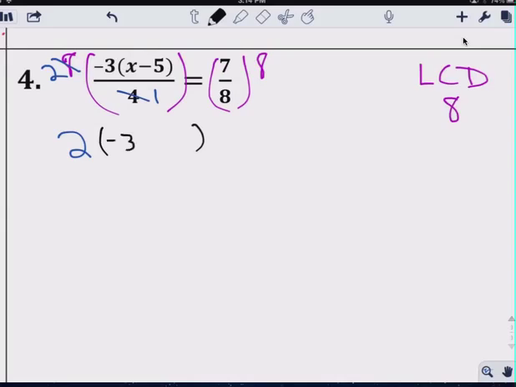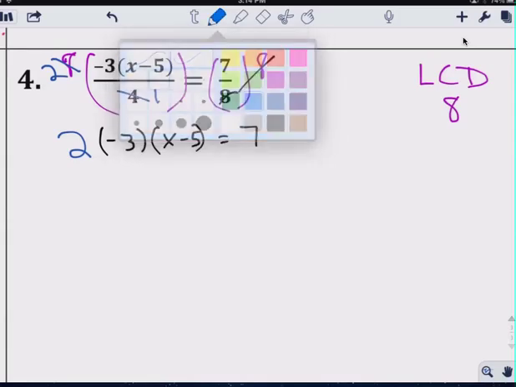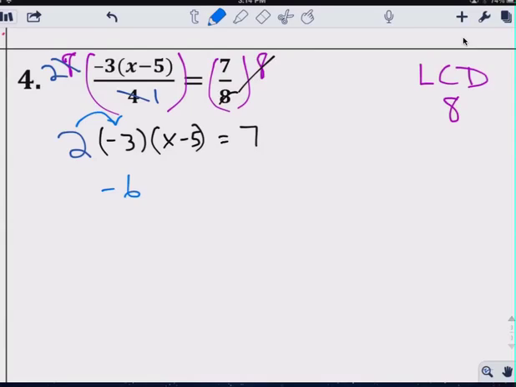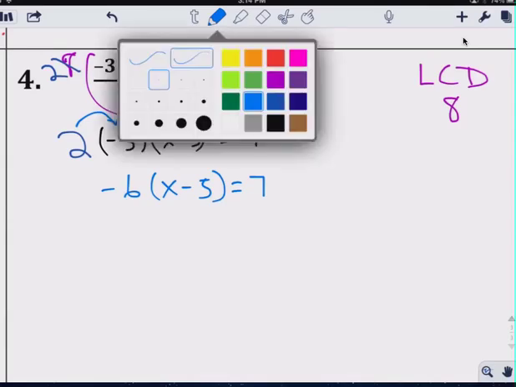Okay? Times x minus 5 equals 7. What do we only multiply the 2 to? To negative 3. Okay, that gives you negative 6 times x minus 5 equals 7. You understand that? You only multiply to the 1 that's there.